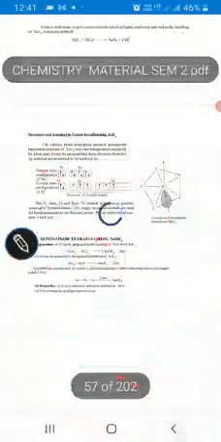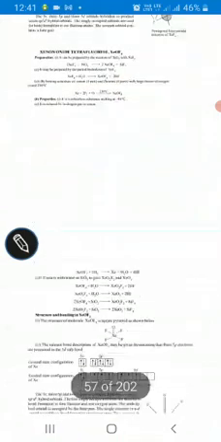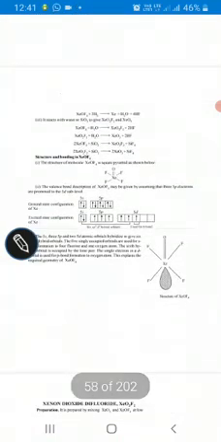So 6 means sp3d2 hybridization, and the general shape should be octahedral. It should be octahedral, but due to the presence of the lone pair, its shape is converted into distorted octahedral. Okay, its shape is converted into distorted octahedral.